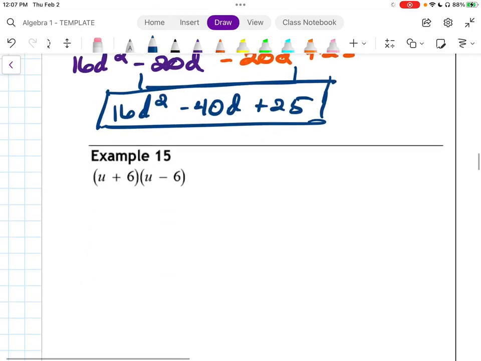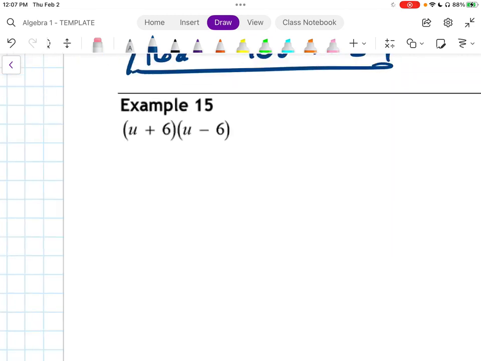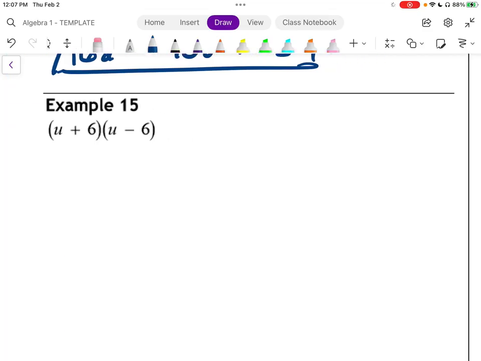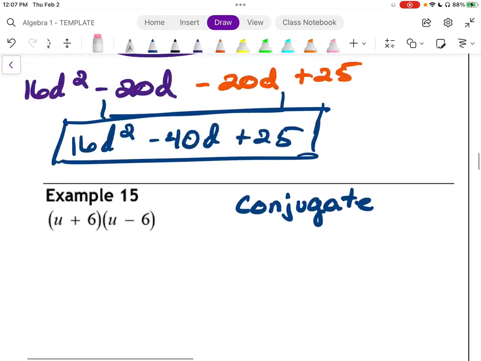All right, example 15. Now, something to notice is that these are conjugates. If you want to write that word down, I believe it's spelled conjugate. I'm hoping that's the right spelling. Conjugates: same in the front, same in the back, the middle pieces are swapped. The plus and the minus are changed. And something fancy always happens with conjugates.